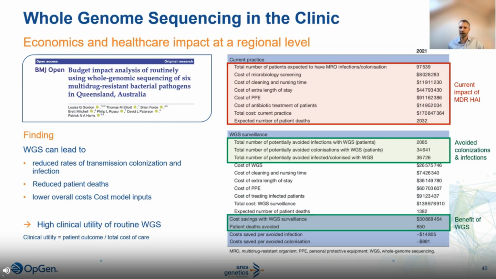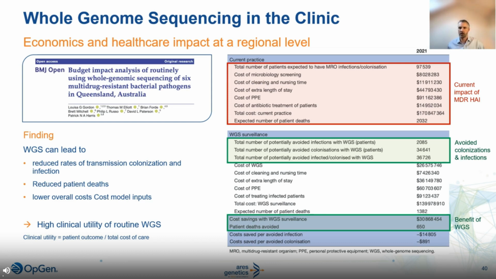The study findings projected that in 2021, when only relying on standard of care testing, then 97,539 patients in Queensland were expected to be infected or colonized with one of the 6 multidrug resistant organisms. In contrast, a whole genome sequencing based surveillance strategy and earlier infection control measures could avoid 36,726 infected or colonized patients and avoid 650 deaths.